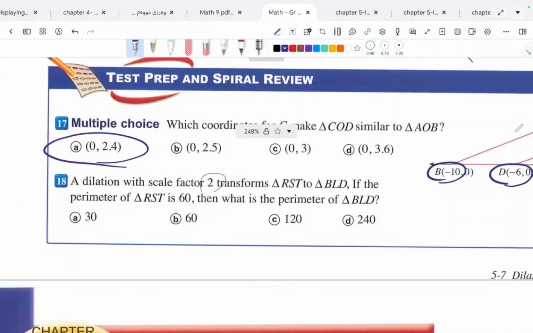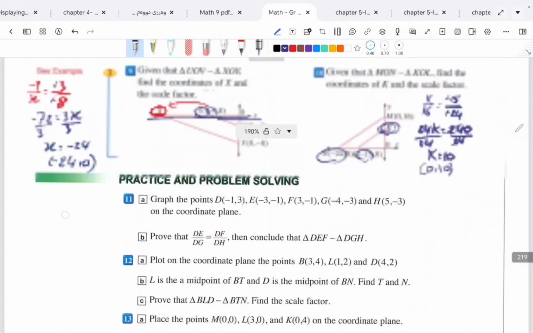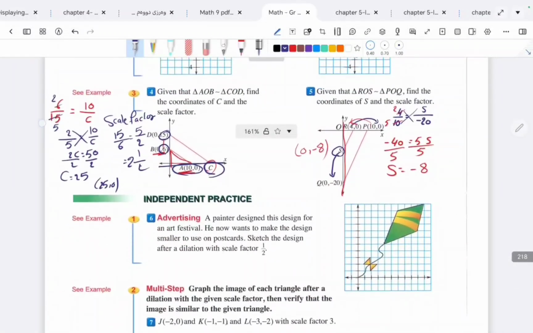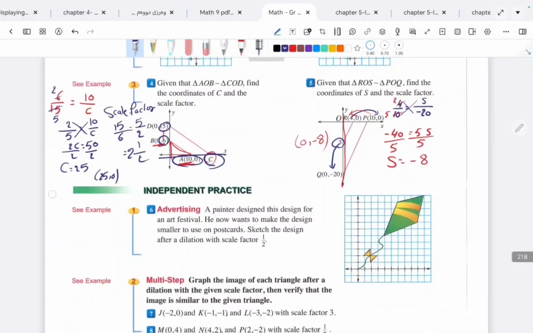Even this one, when you multiply them, it will be 120. In this topic, we have distance and midpoint. Pay attention, which is very important. We explain it in another video, and after 3.6, you can check my YouTube channel.